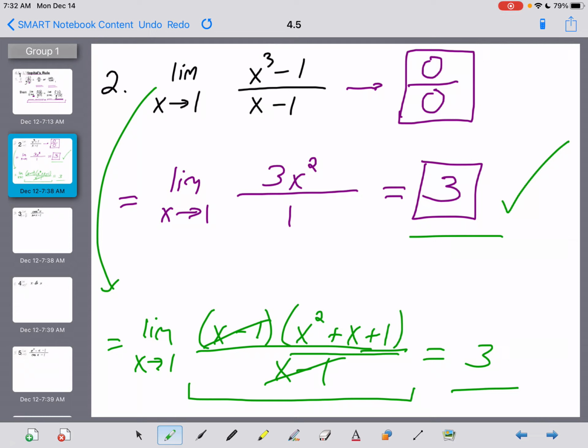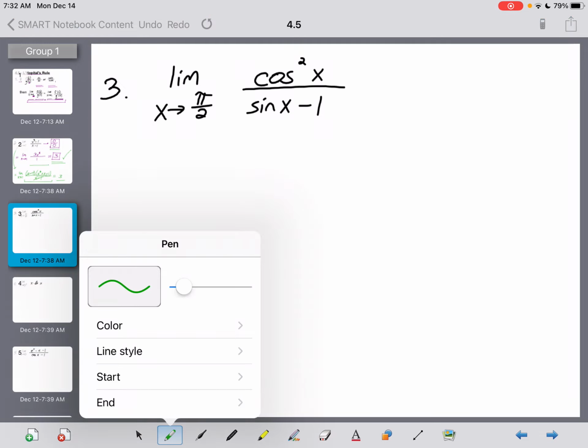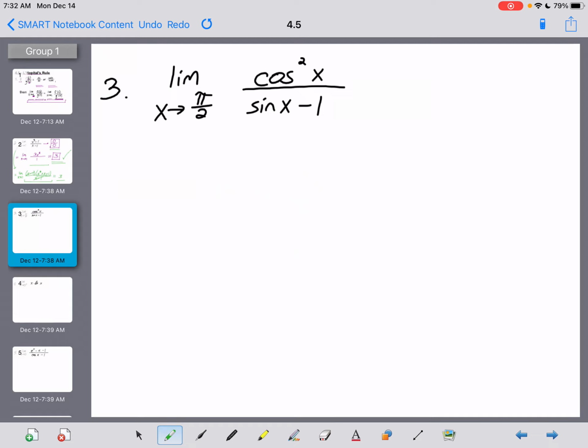Okay, so just to clarify, L'Hôpital's rule worked because our original substitution got us 0 over 0. So we just took the derivative of both the top and the bottom, evaluated that, and came up with that answer of 3. Lickety split. Okay, let's do it again now. It doesn't just apply to polynomial functions. It can apply really in any function where your original substitution is going to get you either 0 over 0 or infinity over infinity. So let me go ahead and stick with green right here and let's see what happens.